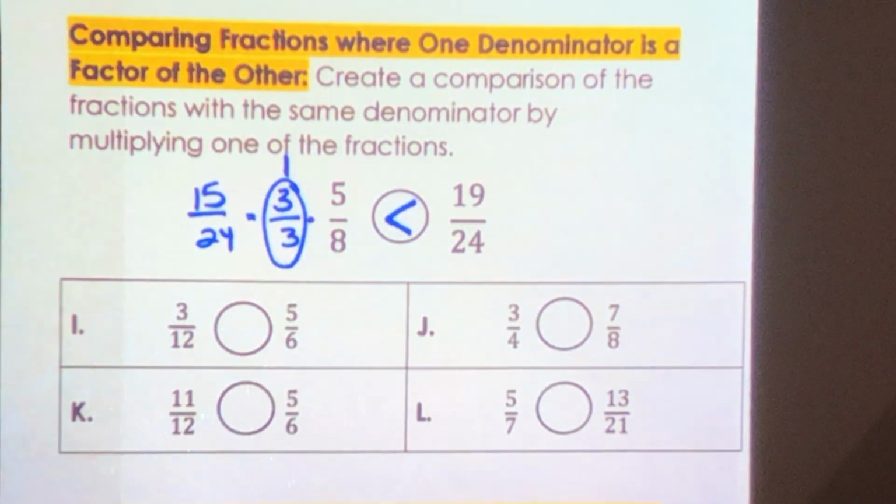So you've learned to ask yourself, are my numerators the same? You've learned to ask yourself, are my denominators the same? Now, when the answer to those two questions is no, you need to learn to ask yourself, can I multiply the lower denominator by a number to get the higher denominator? And if the answer is yes, then you'll create an equivalent fraction to compare.